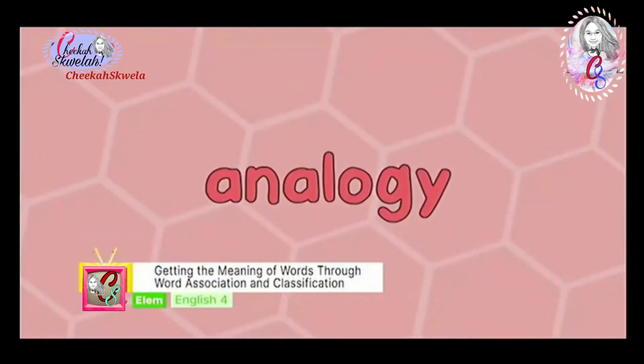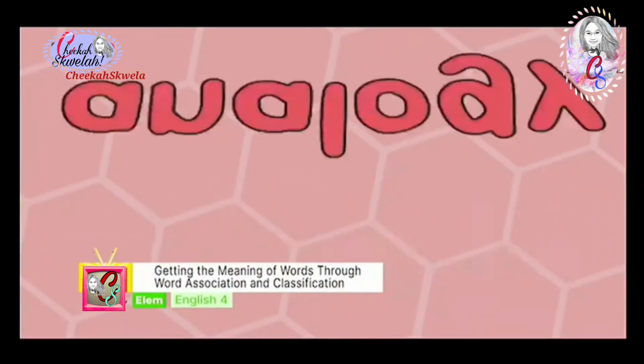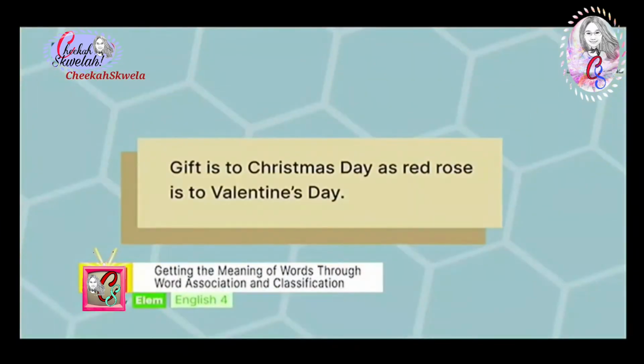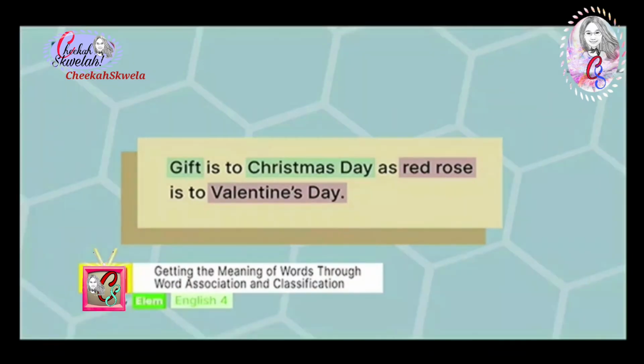By the way, the 2 words we have just paired show analogy. An analogy is a comparison of 2 things that may have similar or opposite characteristics or features. It is important to note the relationship between the first pair before going to the next pair of words. Here are other examples. Gift is to Christmas Day as red rose is to Valentine's Day. Gifts are everywhere on Christmas Day, just the same with roses on Valentine's Day.